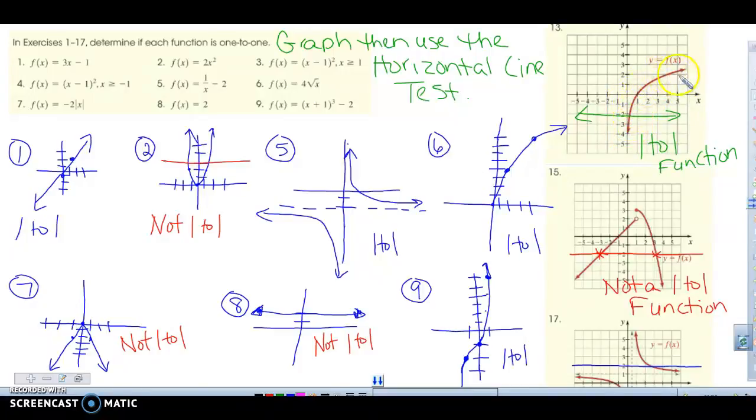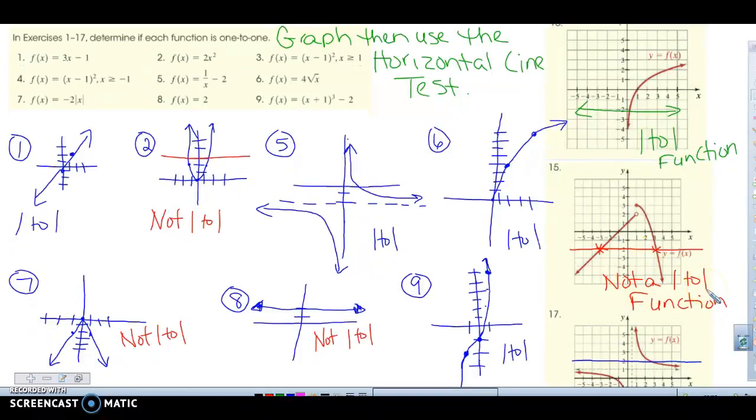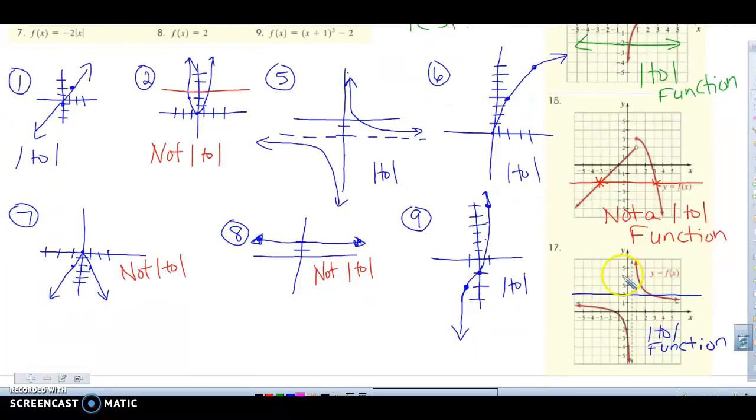So notice this one passes the test. It's a one-to-one function. This does not pass the horizontal line test because for the value of y equal -2, notice there are two x values that would correspond to that. So there's more than one x corresponding to the y value of -2. And so this would not be a one-to-one function. This graph would pass the horizontal line test each and every time, and so it's a one-to-one function.